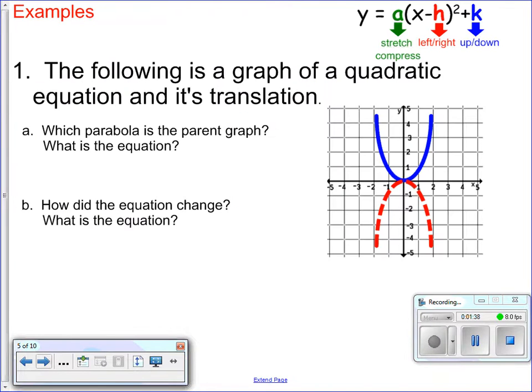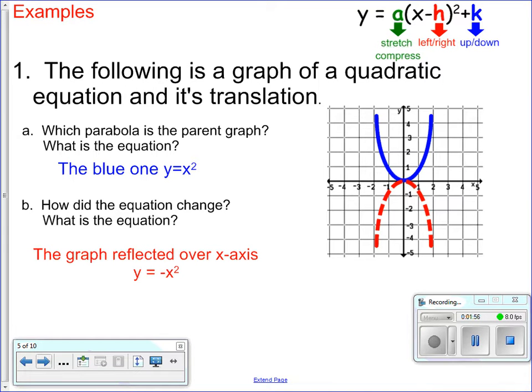So for example, the following is a graph of a quadratic equation and its translation. The blue one again is the parent graph, which we know is y equals x squared. And so how did this change? The only thing that happened is that it flipped over. So it's just that reflection. So our graph is y equals negative x squared.